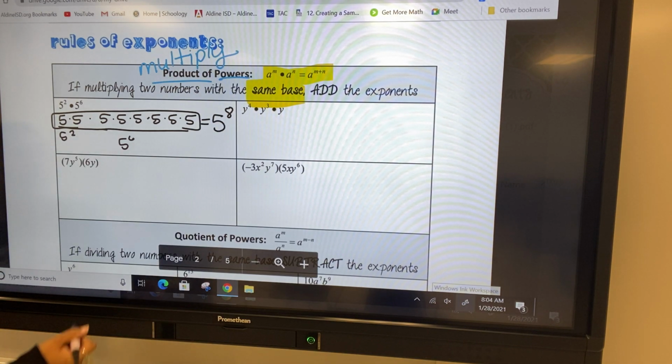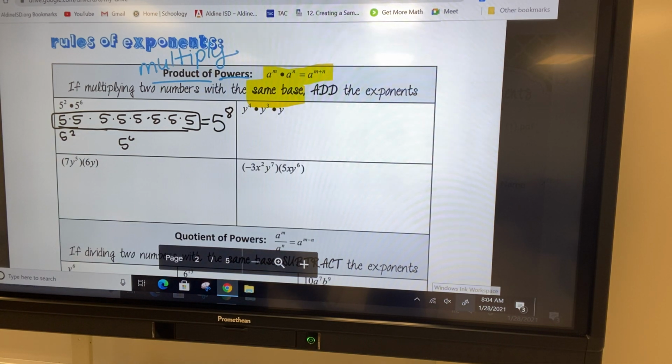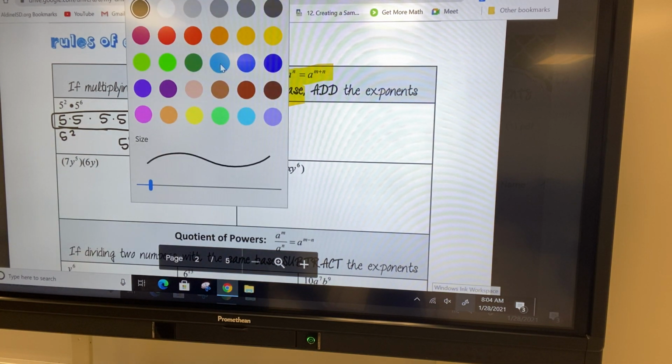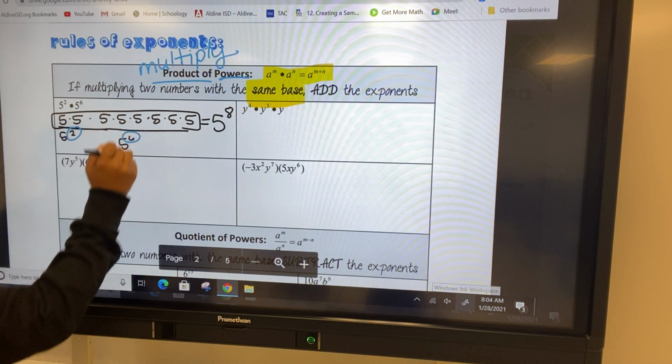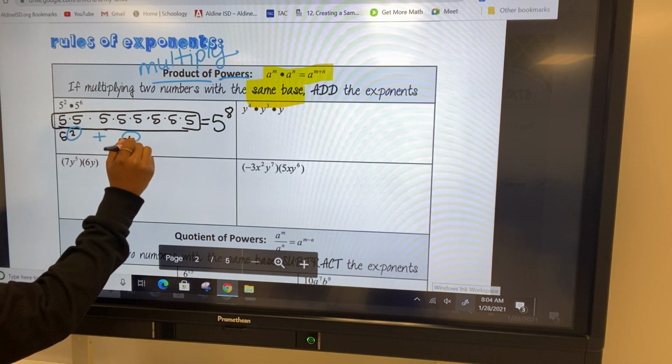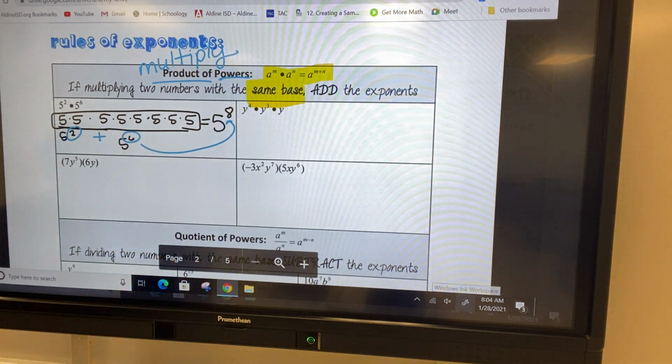And so what the rule says is if you are multiplying and they have the same base, then really all you're doing is adding together those exponents. 2 plus 6 is how we get 8. So when you're multiplying, you want to add your exponents.